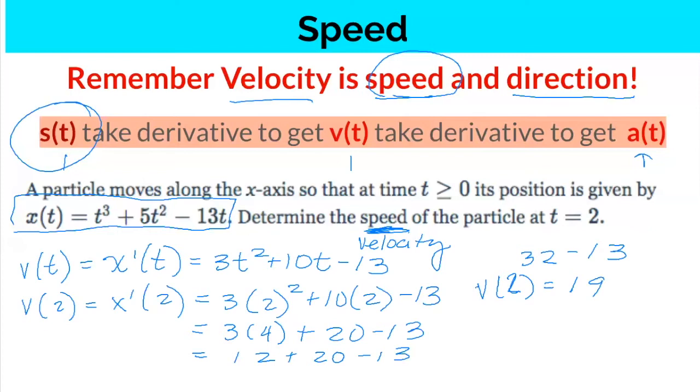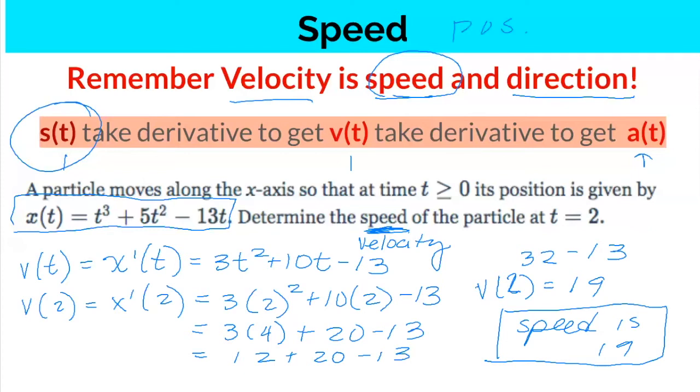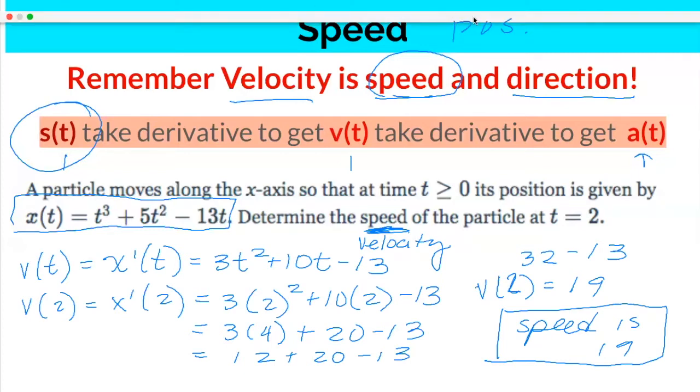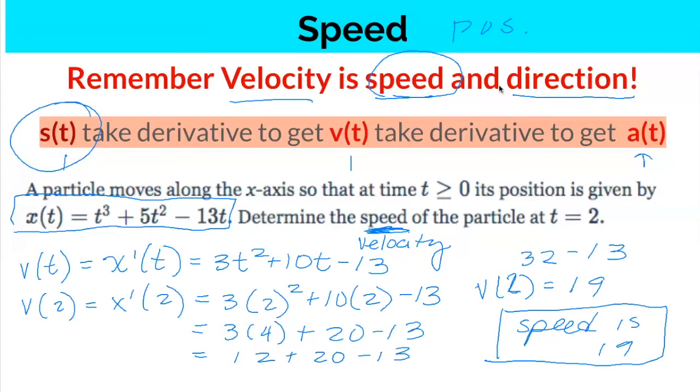Okay, but we need to know the speed. So right now, if this happened to be a negative number, you would have to make it positive. So we do know that the speed is 19. If it was a negative number, you would have to make it positive, because speed is always positive, right? So if we say how fast you're going on the freeway, your speed is going to be a positive number. Okay, so let's try the next one.